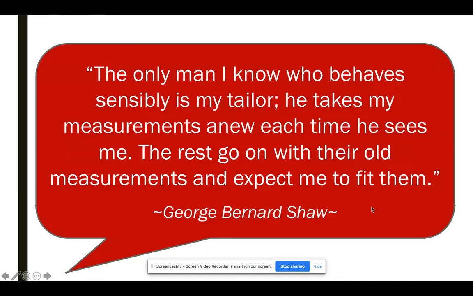So I'm going to leave you with this quote by George Bernard Shaw. The only man I know who behaves sensibly is my tailor. He takes my measurements anew each time he sees me. The rest go on with their old measurements and expect me to fit them.